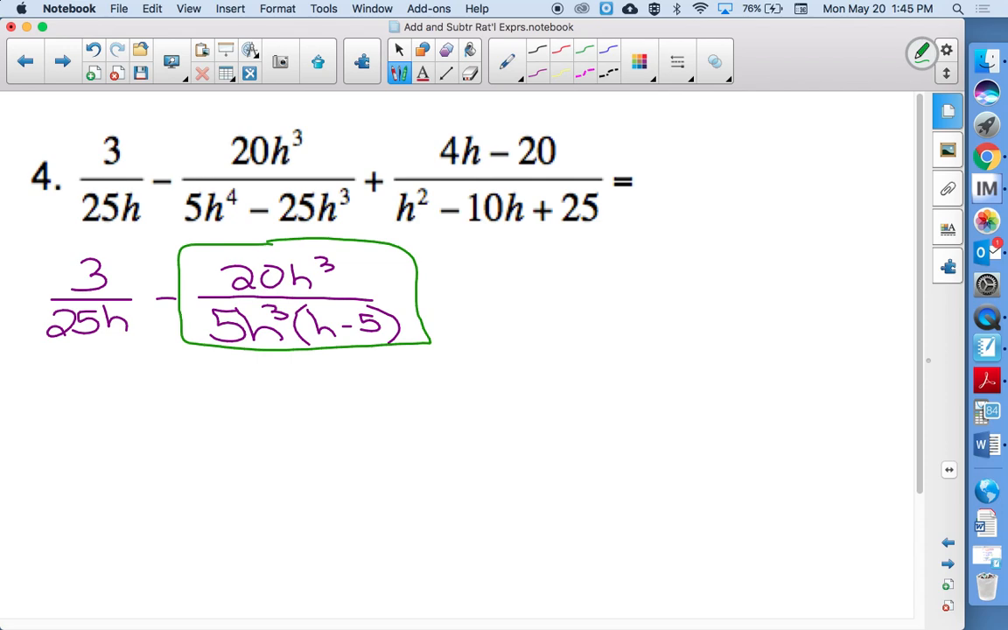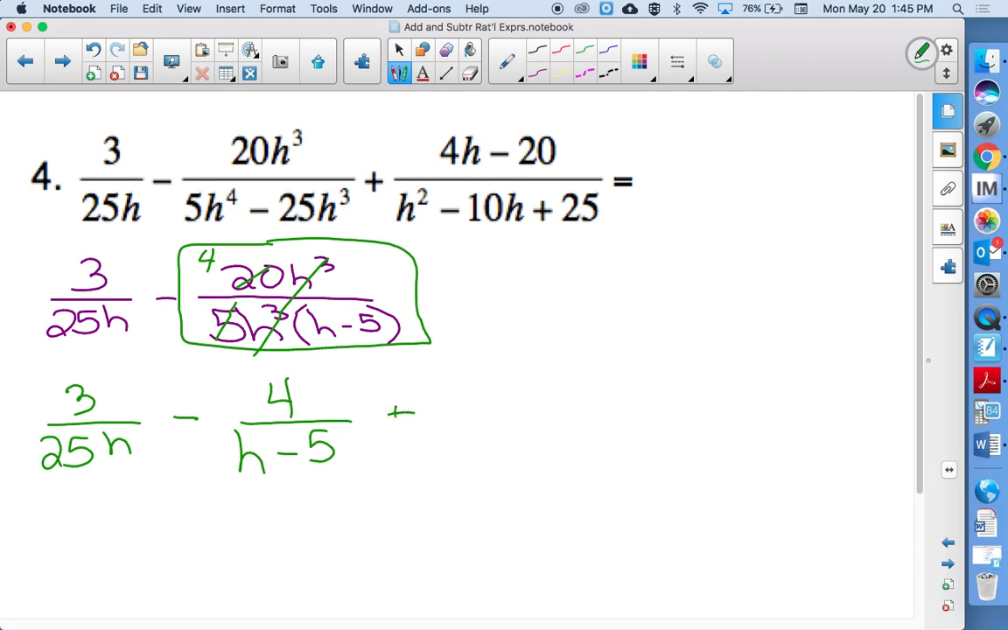What does it become, Chelsea? Just 4 over h minus 5. Yeah, so the h's cancel, the 20 becomes a 4, and then the 5 goes away as well. So 4, and then h minus 5. So before you go crazy getting a common denominator, look to see. You've got huge numbers, larger than the other ones we worked with. See if something else cancels.